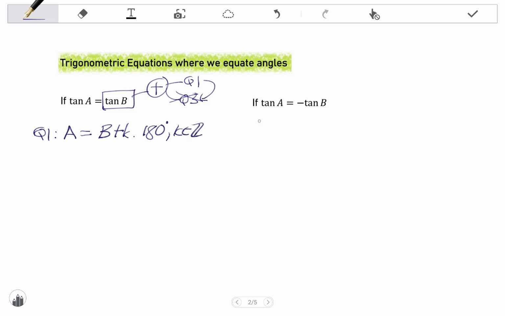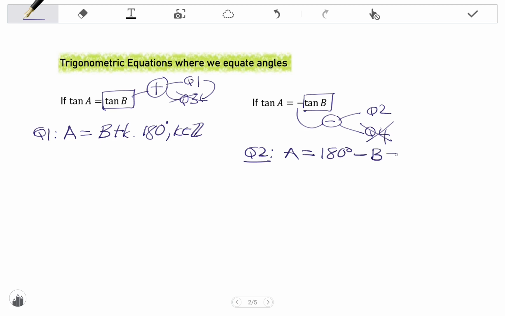Then I have if tan A equals negative tan B. Again, that negative just tells me which quadrants I'm working in, quadrants 2 and 4, but because of the period of the tan graph, I don't have to consider the second of those two quadrants. So again, quadrant 2, my angle A is equal to, in quadrant 2, we name our angles 180 degrees minus the key angle, which is B, plus K times the period of the tan graph.